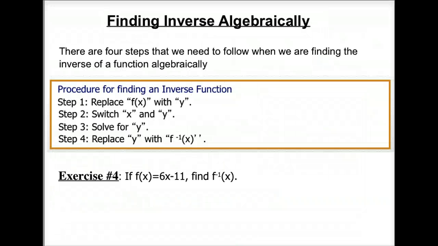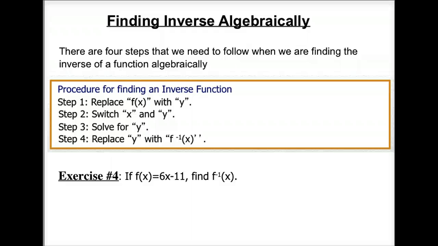Now, how do we find the inverse algebraically? There are 4 steps that we need to follow, and 4 simple steps that will work through any problem. We have to know these 4 steps for the regents. The first one says I'm going to replace f of x with y. It can be g of x, any function name. Switch my x and y, solve for y, and then replace my y with f inverse of x.